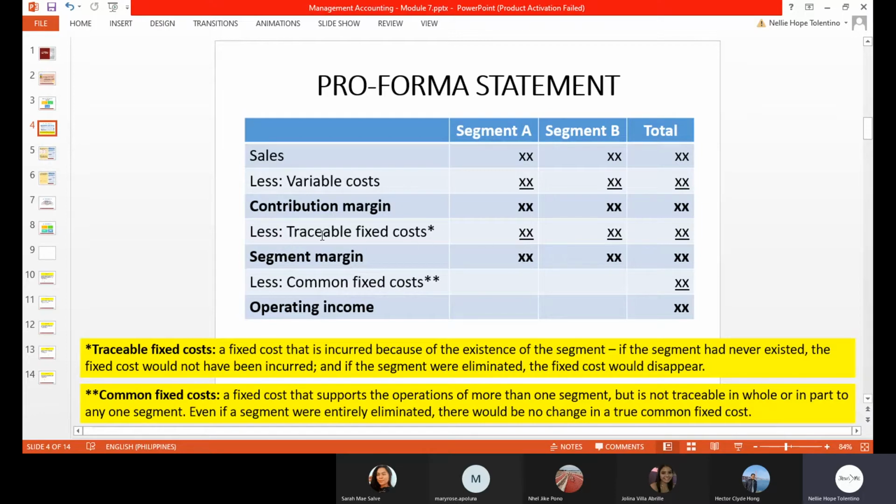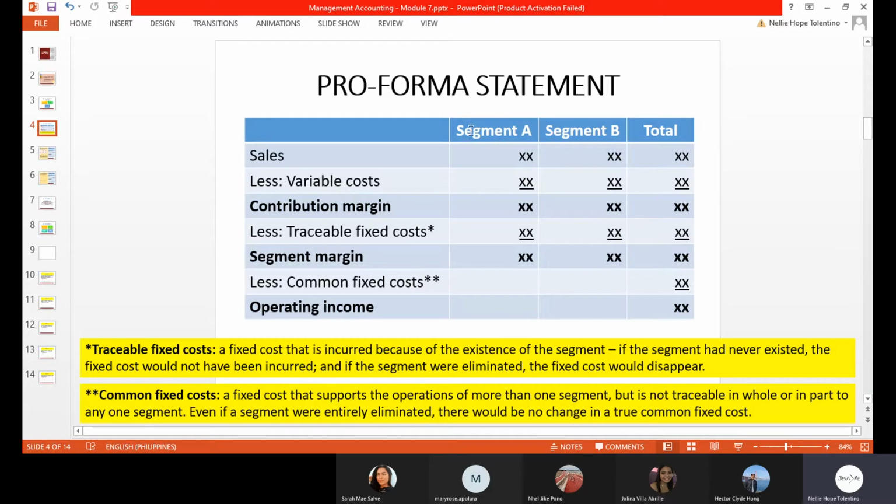Ano daw? Yung traceable fixed cost, nandyan siya dahil nandito si segment A. Kumbaga, sa kanya yun, sa kanyang fixed cost yun. Kapag nawala si segment A from the company, halimbawa, shut down nila ang segment A, wala na rin yung traceable fixed cost niya. Kasi nga, inherent sa kanya or sa kanya lang yun na fixed cost.